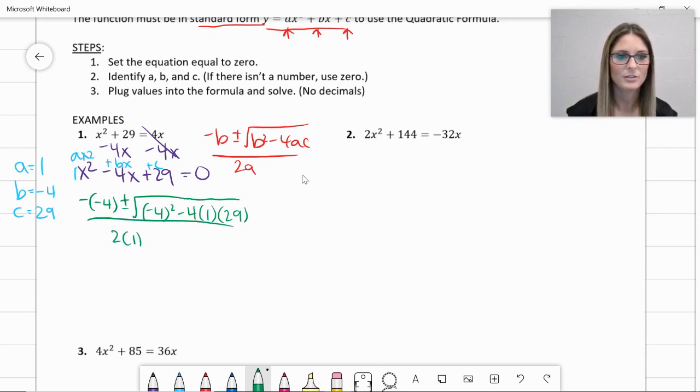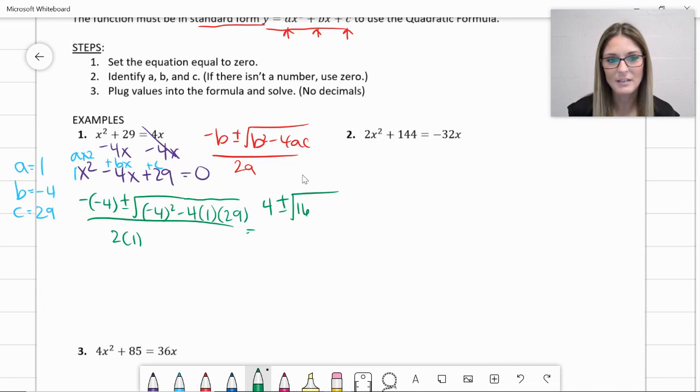All over 2a, 2 times 1. All right. I recommend not trying to throw that all in a calculator because there's too many pieces. Definitely recommend writing it down, simplifying a lot of it by hand, because here we go: negative 4, that's positive 4, plus or minus the square root of, b was negative, and I'm going to square it. Right here, inside the radical where you have b squared should always be a positive number. So make sure negative 4 squared is positive 16.